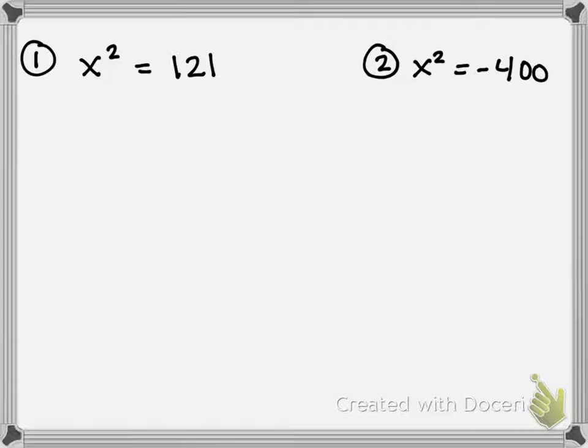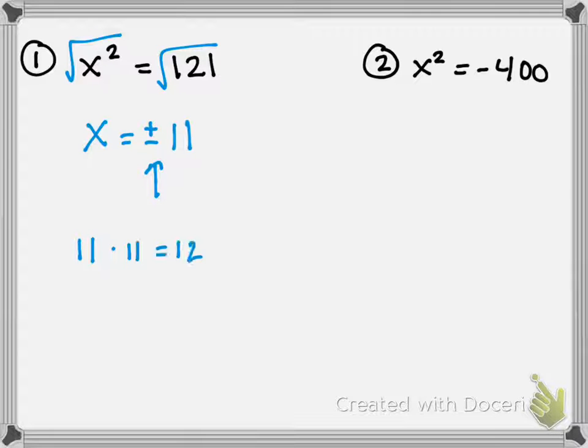All right, so let's look at example 1. We have x squared equals 121. All right, how do we solve for x? Take the square root of both sides. So the square root of x squared is x. The square root of 121 is plus or minus 11. It's really important that you remember the plus or minus, all right? 11 times 11 is 121, but negative 11 times negative 11 is also 121. So please don't forget that plus or minus part.